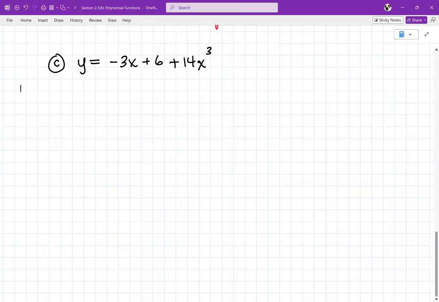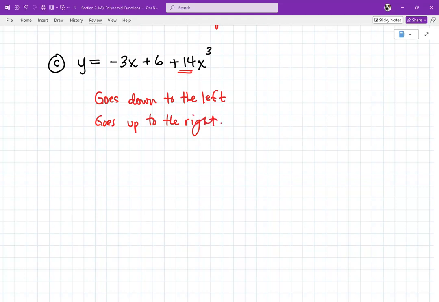No? So, odd power. So that means they go in different directions, right? Odd powers, different directions. With the positive 14 as the number in front of it. So it's a positive with an odd. That means the graph is going down to the left, up towards the right. So this goes down to the left, goes up to the right. And that's all.